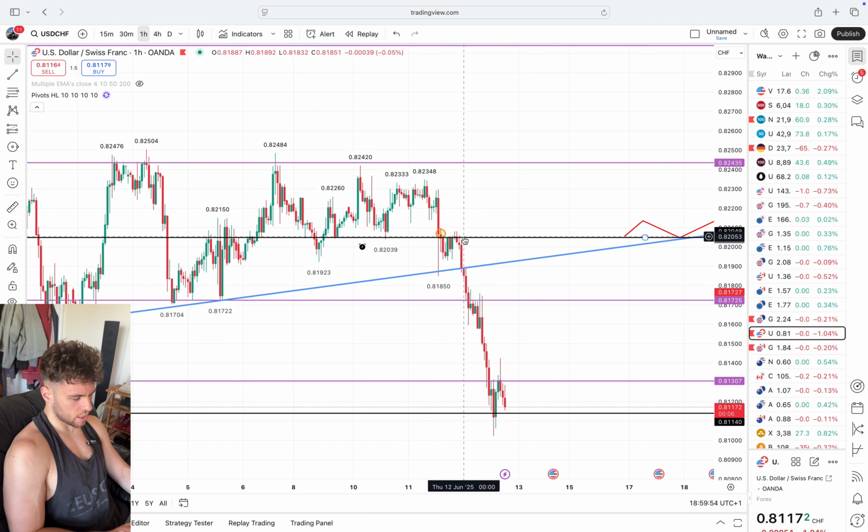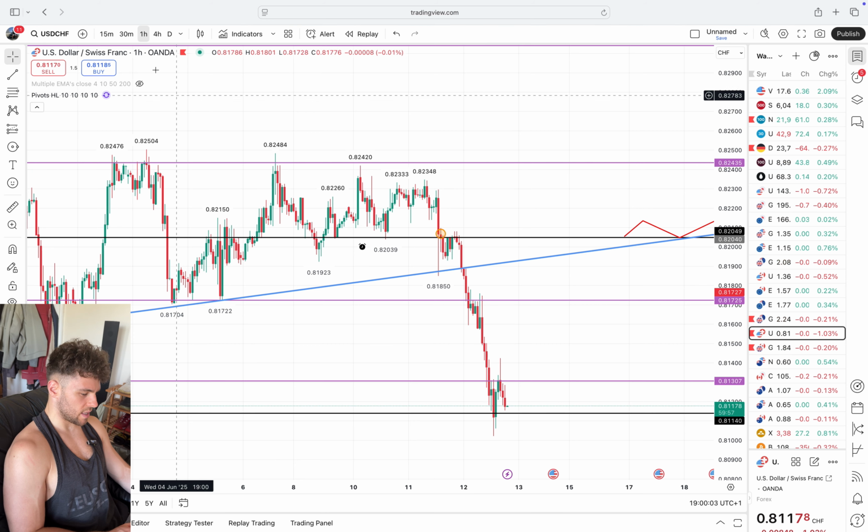But unfortunately, as you can see, we broke below. We've been playing around this area, and we couldn't get the break back above, and we've just continued to the downside.